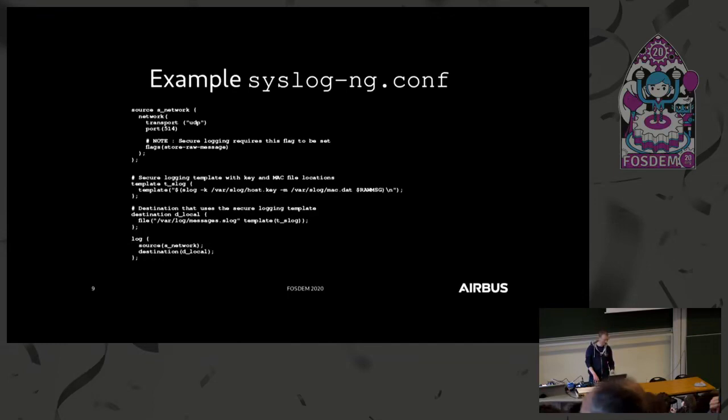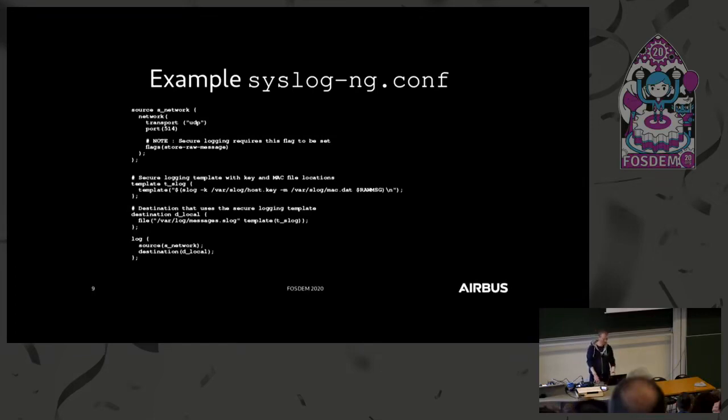So what you see here is the secure logging template that we added. We have two. Oh, you don't see the mouse. Okay. So you look at the template line there. Then you have the syslog -k, which is the location of your key file, so where you store it. The -m is the location for the MAC file. And that $raw message gives you actually access to the raw log message that was received at the source.